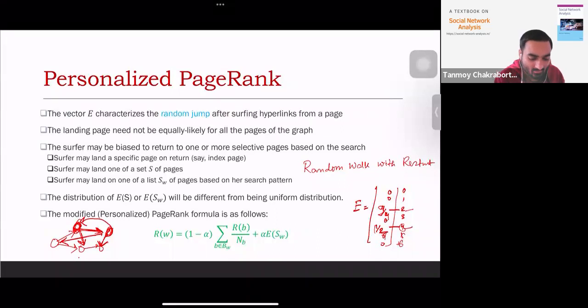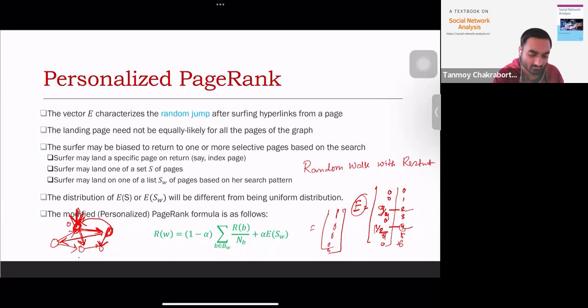Now, the same thing: how do you modify your E matrix? Only the entry corresponding to this node would be 1, and all the other entries would be 0, because whenever you want to jump, you can only jump to the seed node, the initial node. So let's assume that this is node 0. This would be 1, and all other nodes would be 0, 0, 0.